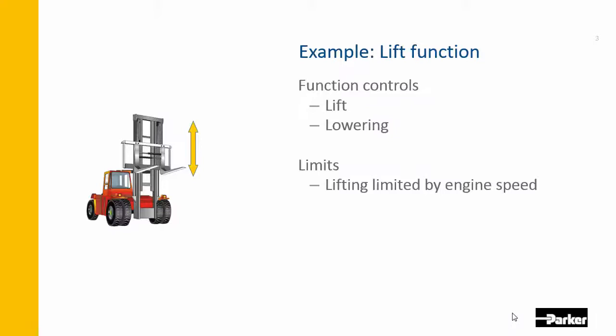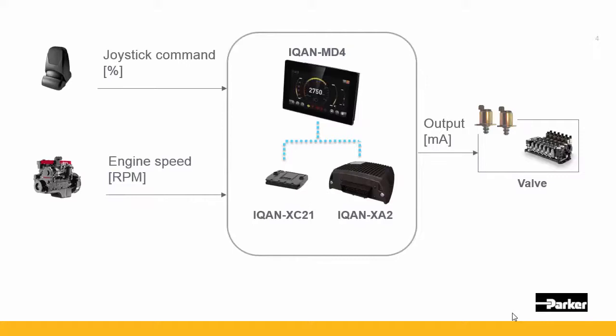So the function that we had since before is the function for controlling the lift and lowering. And here we will be adding a limitation so that lifting flow is reduced if our engine speed is low. To do this, we of course need to bring in a signal for the engine speed. So we do that by adding a J939 engine to the system.